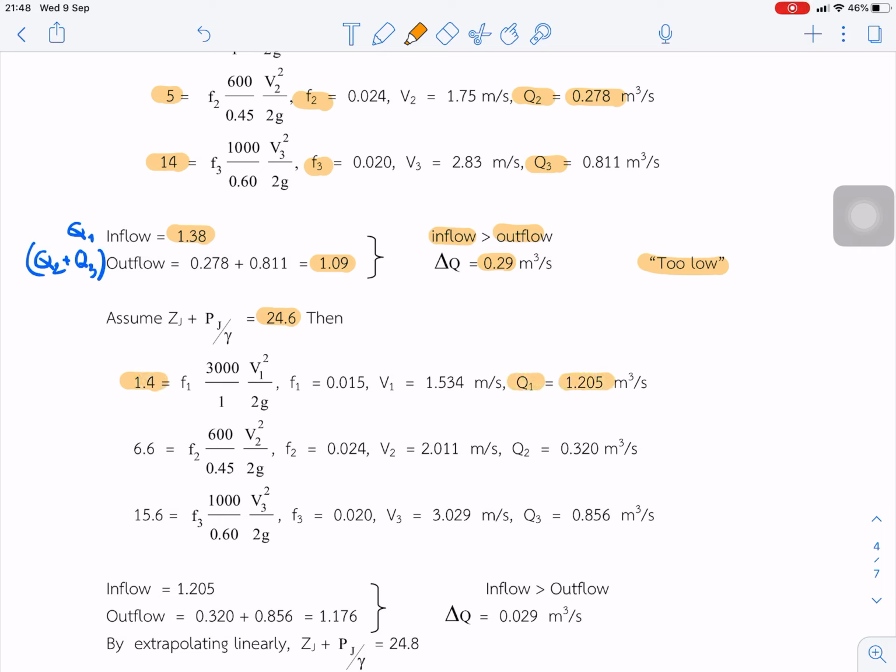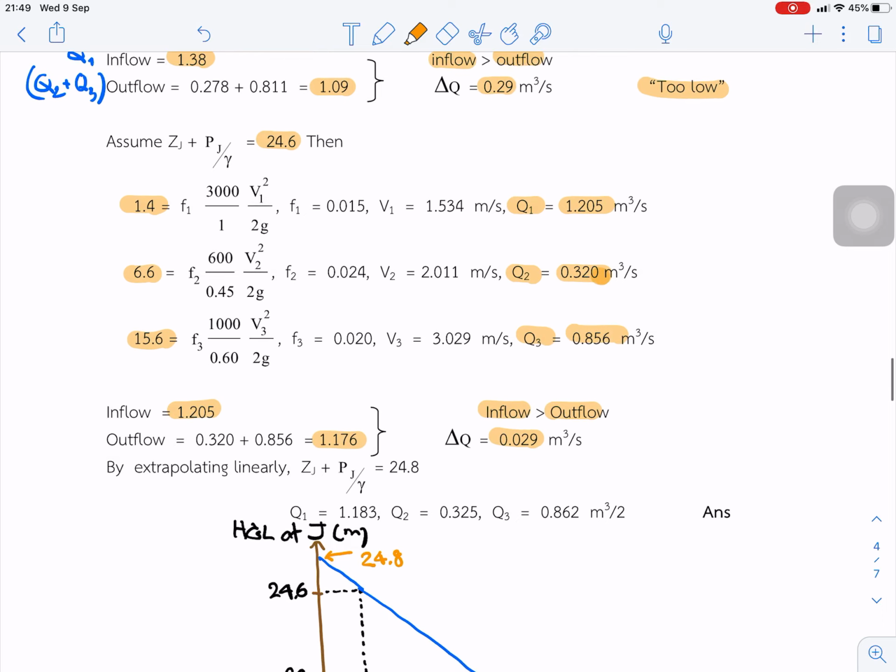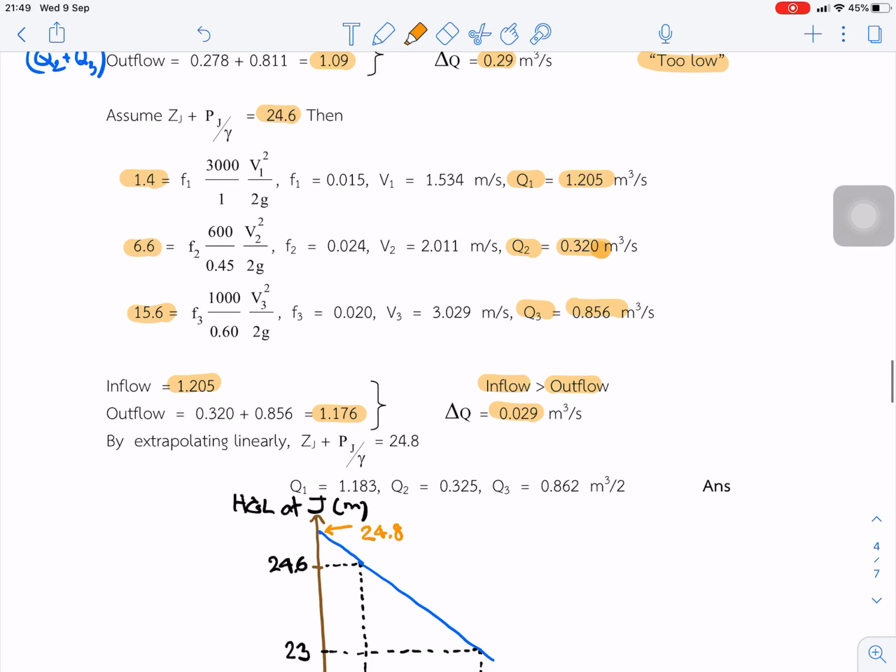Okay, and do it again using the same equation for the head difference and the new Q1. Q2 is 0.32 and Q3 is 0.856. Now we check again. We found that delta Q is very close, but still inflow is greater than outflow.